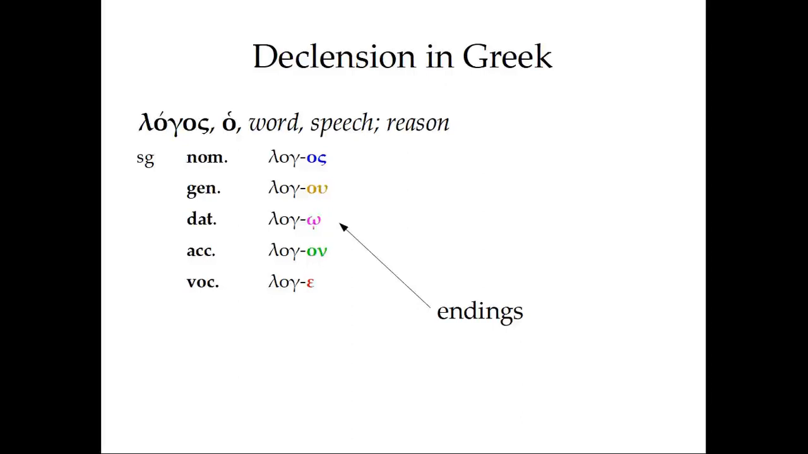Logos in the nominative. Logu in the genitive. Logo in the dative. Logon in the accusative. Loge in the vocative. These are the endings added to the stem of this noun. And we have to accentuate this properly. And by the rules of persistent accentuation, we're going to get an acute on the penult in every case. So these are the forms in the singular of logos, word, speech, reason.